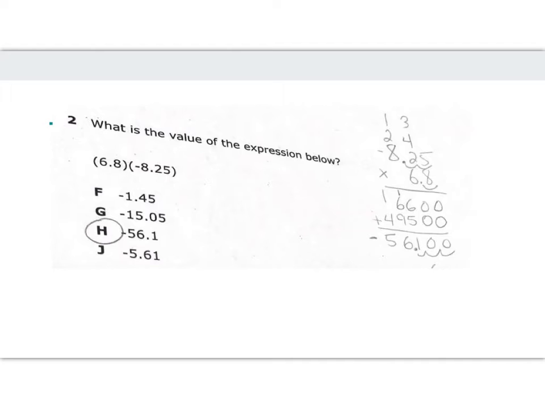And then your last step is to go back and look at the signs. So we have one positive number times one negative number. If they have different signs, my answer would be a negative. So the final answer was negative 56 and 1/10.